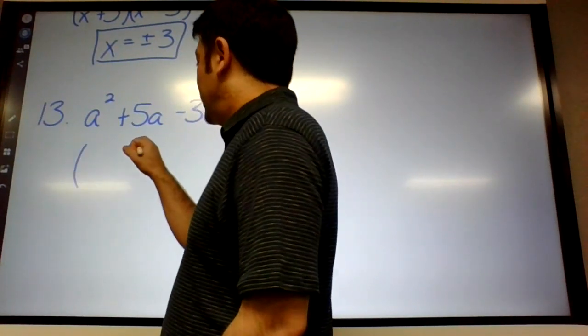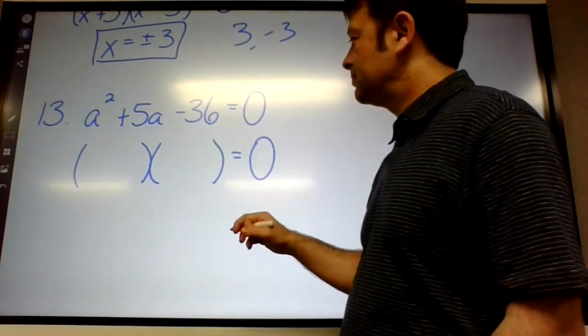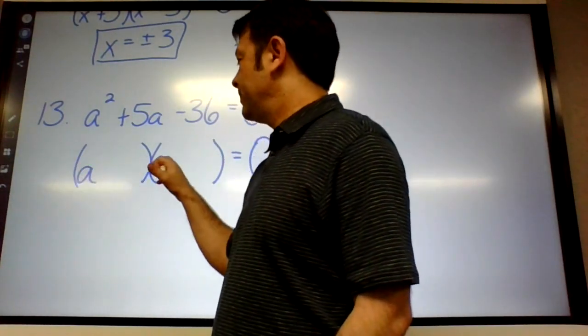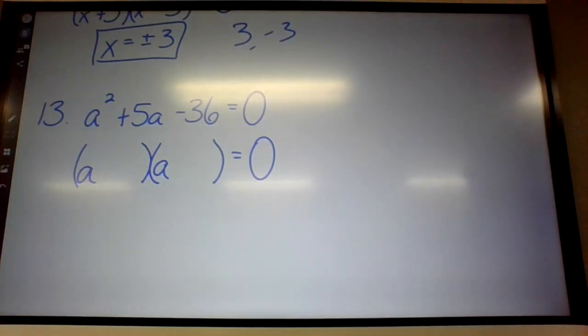All right, Abby, do you remember how these work? You do A in both of them. And do you remember what you can multiply into 36? 6 and 6. Do 6 and 6 add up to 5, though? No. So there's something else that can go into 36. Do you remember?